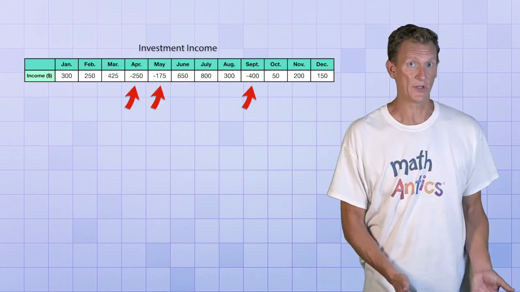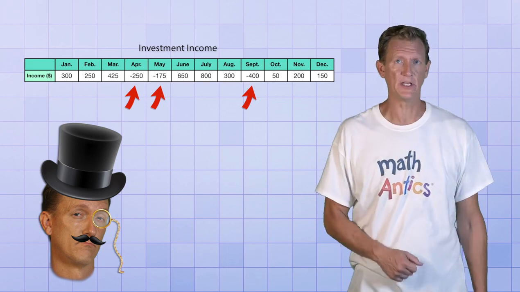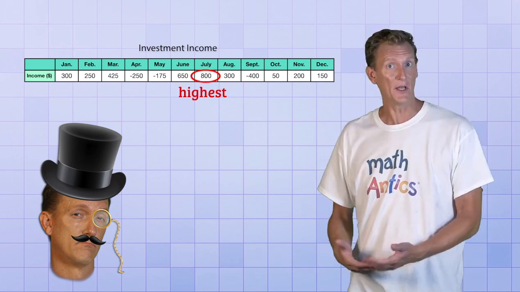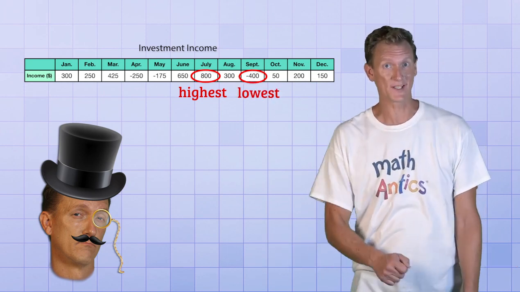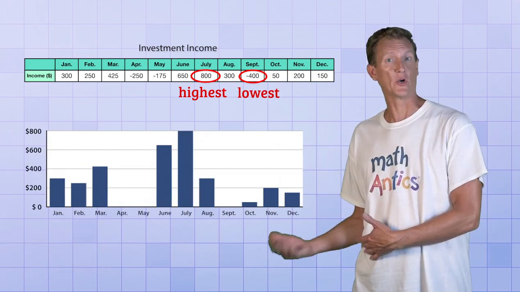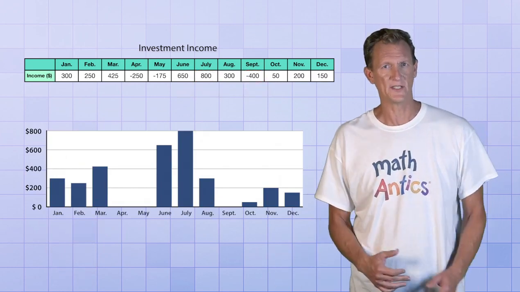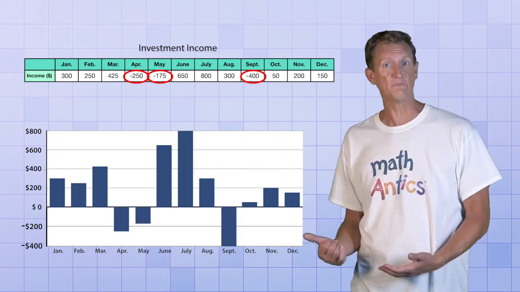For example, what if you have a data table that contains negative values? Like this one that tracks how much money an investor made during each month of a year. The highest monthly gain was $800, but there are some months with negative numbers, like negative $400, which means the investor lost money. Fortunately, bar graphs can be adapted to handle negative values too. All you need to do is extend the vertical axis scale using negative values that go below the horizontal axis. That way you can display negative values as bars that go down instead of up.